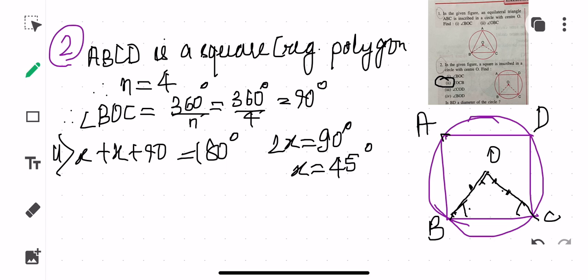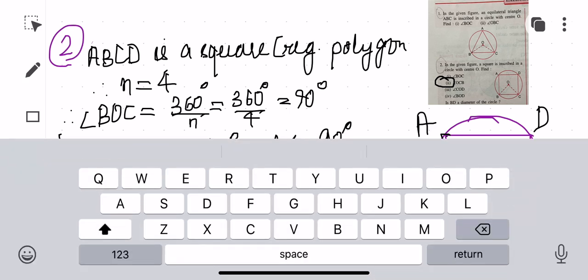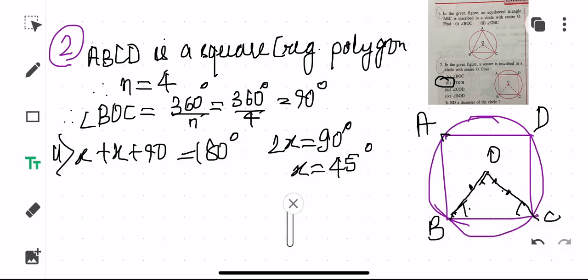Then you can be finding out that you have to show that BD is the diameter. So how can you show that BD is the diameter, children? For that you can be just using this method. Okay, just a second, you will be joining this. Why?